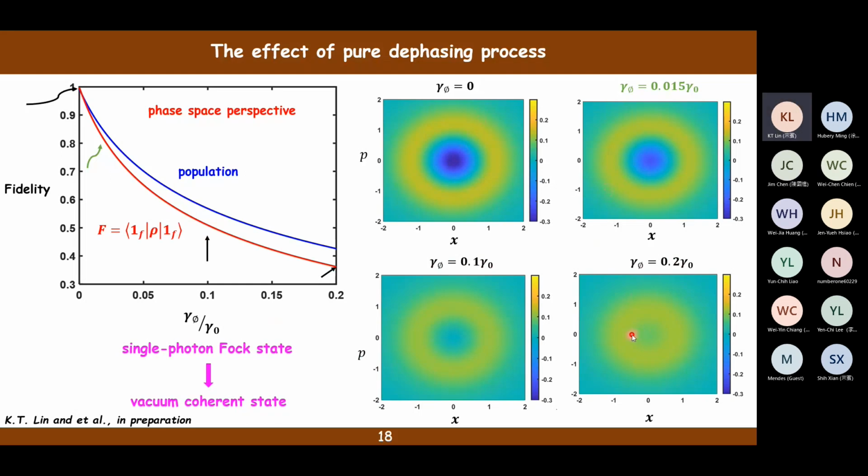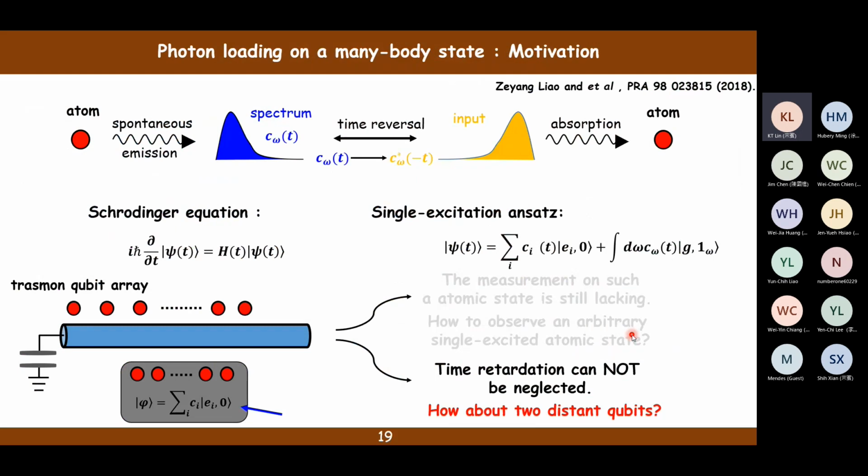So now let's go to the second question. How about two distant qubits? Can we use this kind of time reverse photon concept to prepare an entangled state between qubits? Okay, we are trying to answer this.